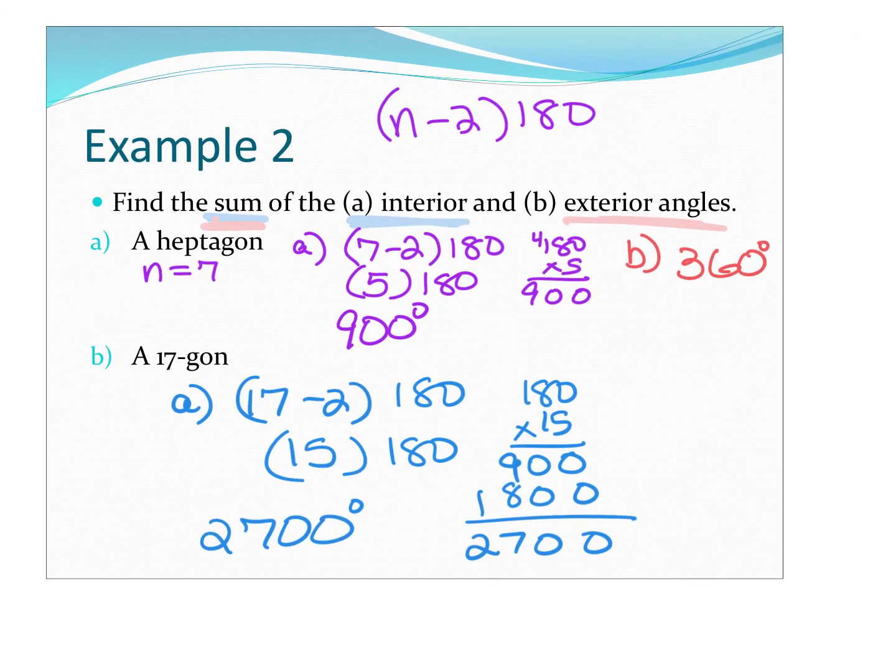For part B, the sum of the exterior angles will always be 360 degrees. So that should be a freebie question on your test or quiz. If I ask you to find the sum of the exterior, there's no work, just memorize. It's always 360 degrees.